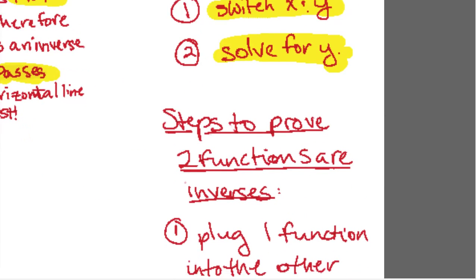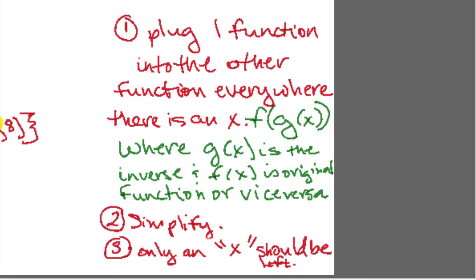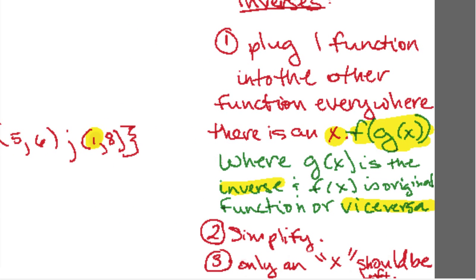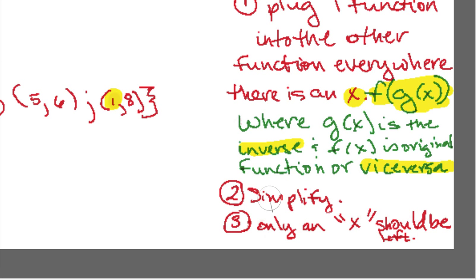All right? What do you do to prove if they're inverses? Well, you plug one function into the other function everywhere there's an x. That's basically what you're doing here in the composites, the f of g and g of f method, f of g of x and g of f of x, where one function is the inverse and the other function is the original function. So it's either that way or vice versa. It doesn't matter, however you want to look at it. Just plug one function into the other everywhere you see an x. And the only thing after you simplify should be an x that's left over.